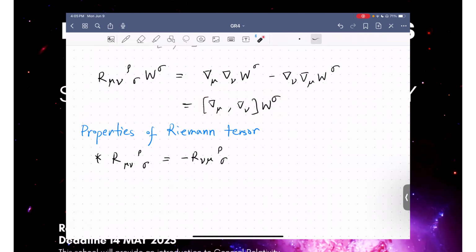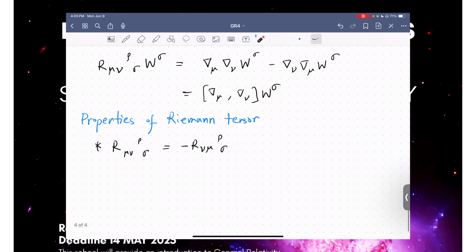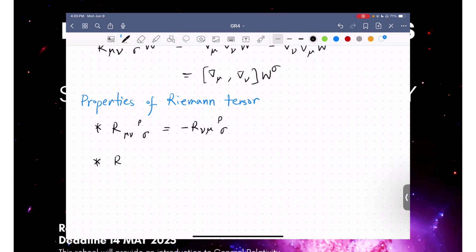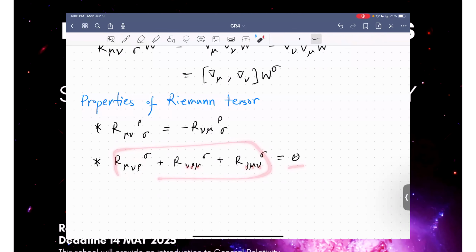However, something that this makes obvious is that this expression is antisymmetric in mu and nu, right? So if you swap mu and nu, you will get a minus sign. Another property. So you cyclically permute these indices. So mu nu rho, nu rho mu, and rho mu nu. And if you add these things, you will get 0.